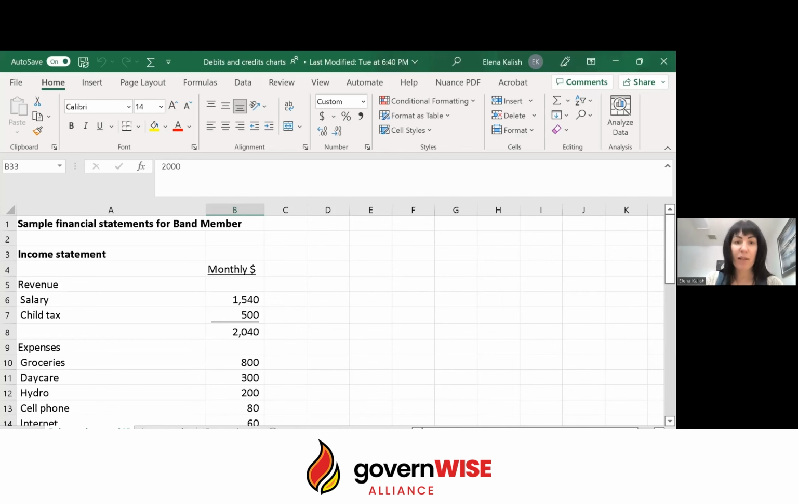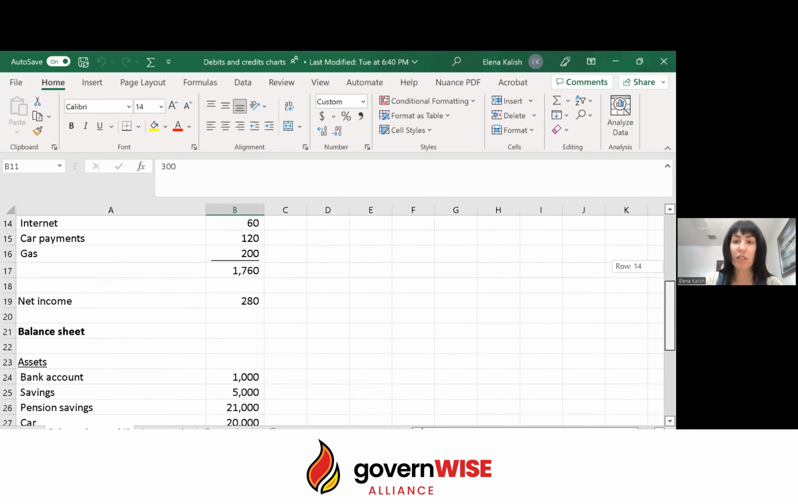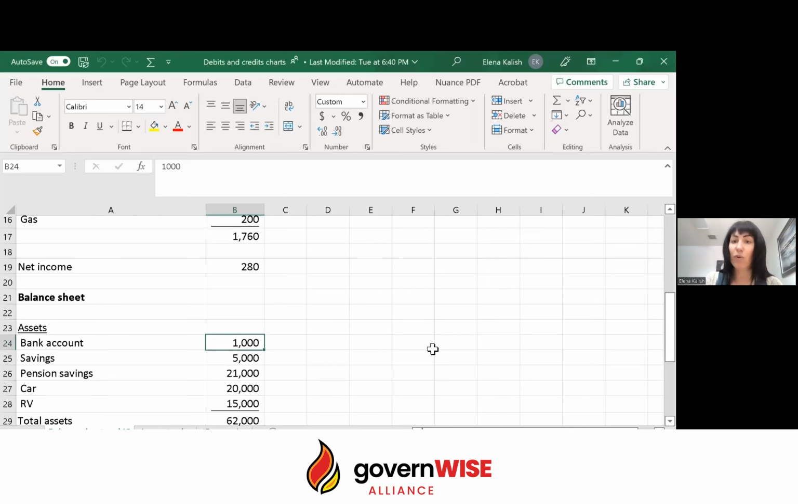So for example, if we made the cash payment to the daycare here, the $300, then our bank account would be reduced by $300, right? What happened is we had a daycare expense, we paid with cash, so expense increases and our cash decreases, right? So it's just common sense kind of thinking.